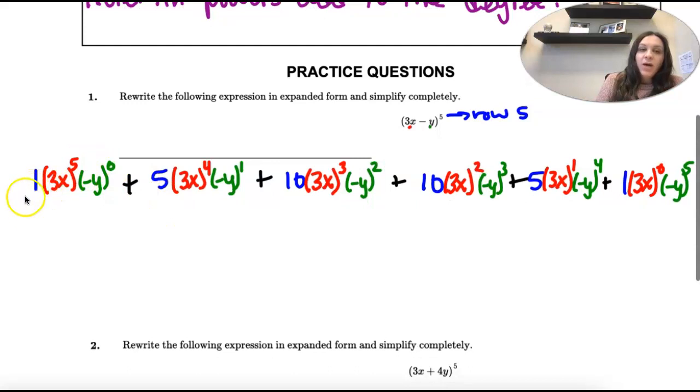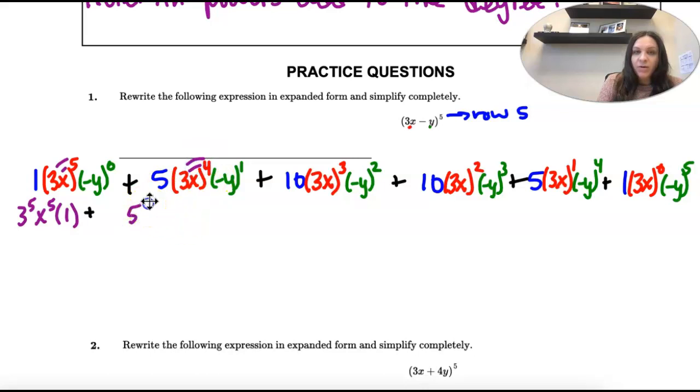Okay, so what happens here is this 5 goes to the 3 and the x. So I have 3 to the 5th, x to the 5th, and then anything to the 0 power. So this y to the 0 power is 1. Plus, I'm going to simplify this one. We solve the 5, and then we distribute that 4. So now we have 3 to the 4th, x to the 4th. And then negative y to the first power is still negative y to the first power, right? Plus.